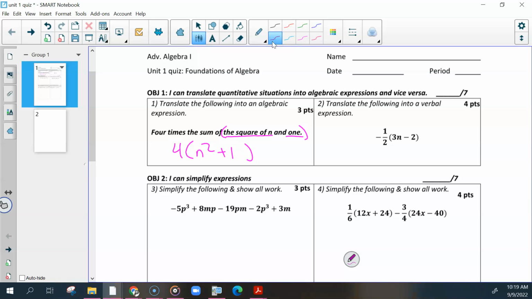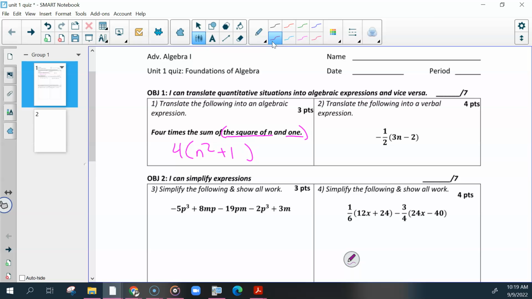This was 3 points for showing me that 4 is being multiplied to everything. Some of you did not do that. So make sure that you do have parentheses, that the square was in the right place, and you showed me that you were adding. Some of you switched the 1 and the n squared, which was fine because adding is commutative. But for these translating, I want you to write it in the order that is given.